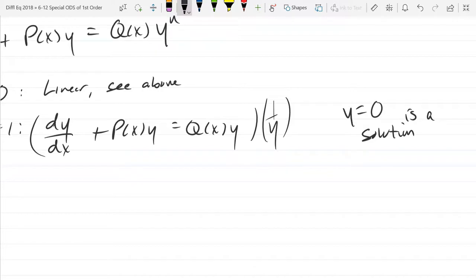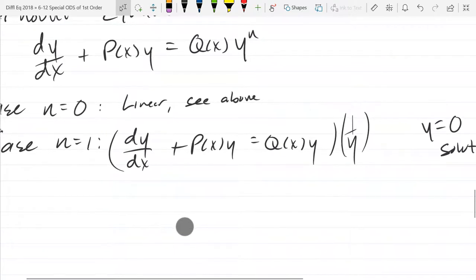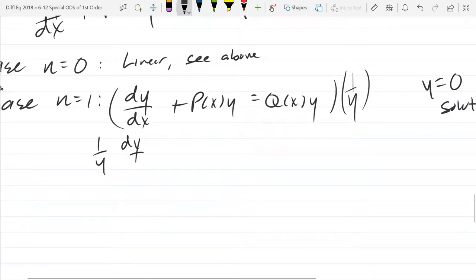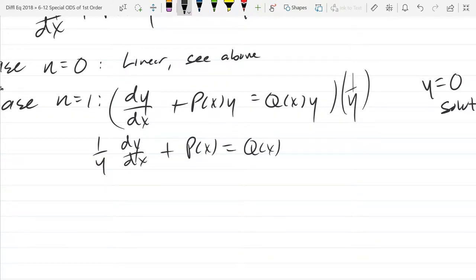Now, when I divide by y, I'm assuming that it's not 0. So one solution to the original ODE is y equals 0. Other solutions, I'm assuming, to get them, y is not going to be 0, because I multiplied by 1 over y. So I got (1/y) dy/dx plus p(x) equals q(x). All right, what can I do next? Let's subtract q(x) to the other side, so I get equal 0, like every other ODE that we looked at, pretty much.